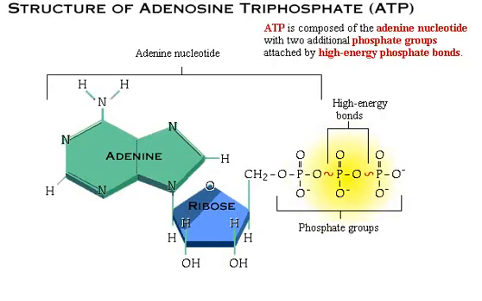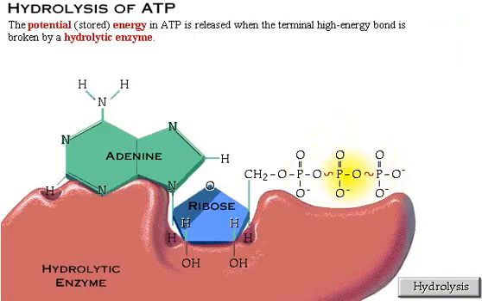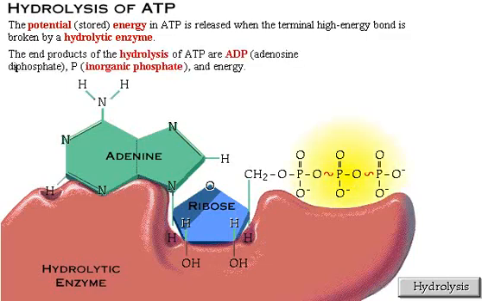ATP is composed of the adenine nucleotide with 2 additional phosphate groups attached by high-energy phosphate bonds. The potential or stored energy in ATP is released when the terminal high-energy bond is broken by a hydrolytic enzyme. The end products of the hydrolysis of ATP are ADP, adenosine diphosphate, inorganic phosphate, and energy. Click the button to see hydrolysis.